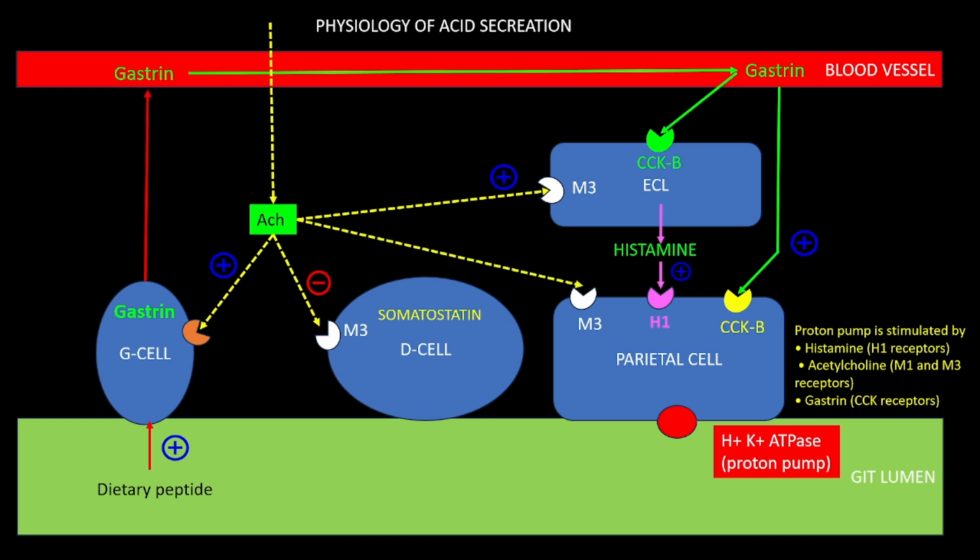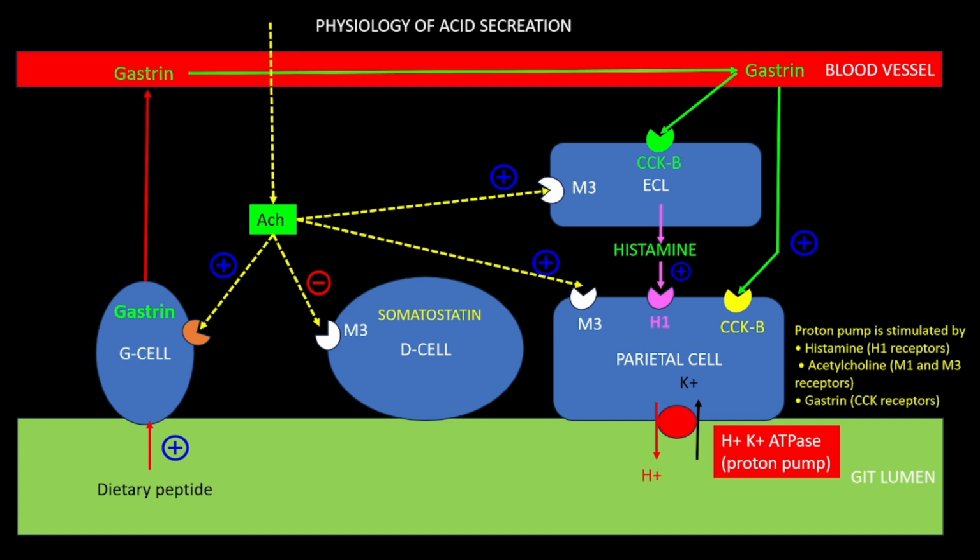Next, acetylcholine will bind to the M3 receptor located on parietal cells, thereby releasing acid H plus, release of acid into the GIT lumen. Then potassium goes into the parietal cells.